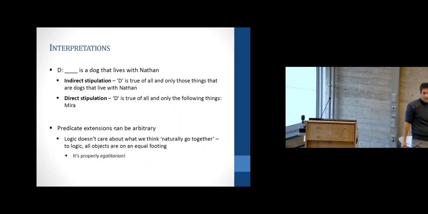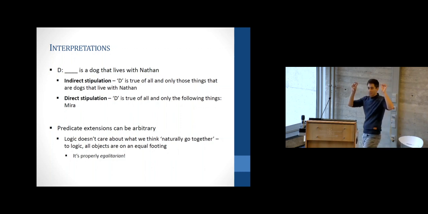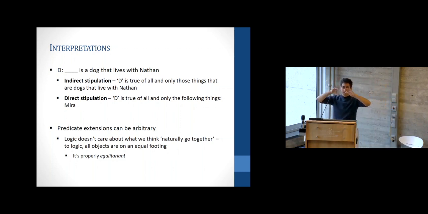Now, why is this important? In first order logic, we can choose whatever we want. We don't have to follow English properties or English descriptions. We can pick predicates to apply arbitrarily to any object we want. We don't care about what naturally goes together in English or in Dutch. All objects have equal footing. So the language is egalitarian.